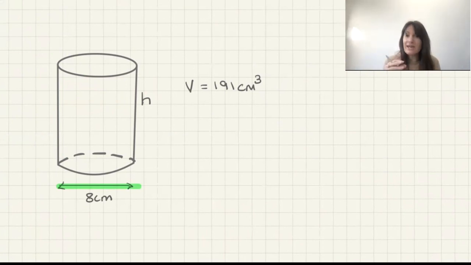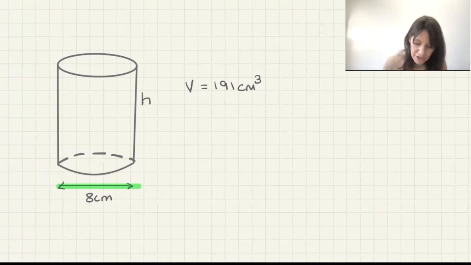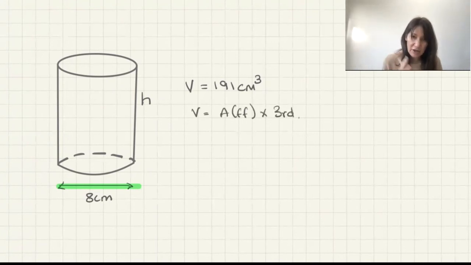Okay, so I am reading a volume question. So the first thing that I would do is go, right, what do I know about volume? I know that the volume is the area of the front face times by the third length. Looking at the shape I've been given, I now know it's the area of the circle times by the third length, which in this case is H, and it's actually my problem.